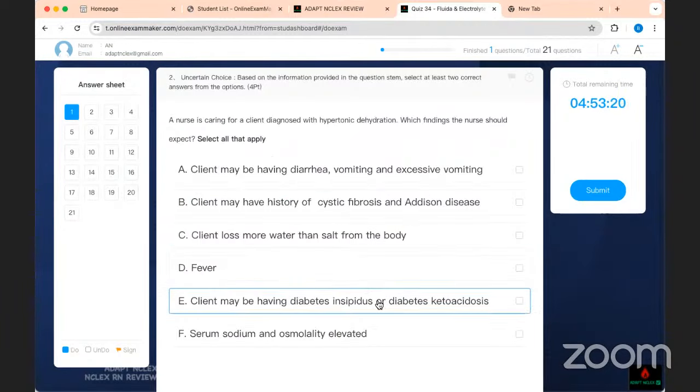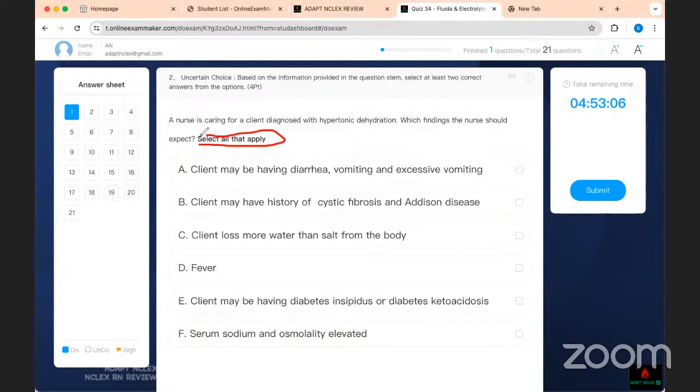Number 2, a nurse is caring for a client diagnosed with hypertonic dehydration. Which finding should the nurse expect? Select or apply. Don't answer the question yet, go for the buzzword. Read it from the back. I know it's select or apply, I'm going to get a bunch of answers. I don't have to pick everything. Which finding should the nurse expect? Which one is consistent with the disease? A nurse is caring for a client diagnosed with what?